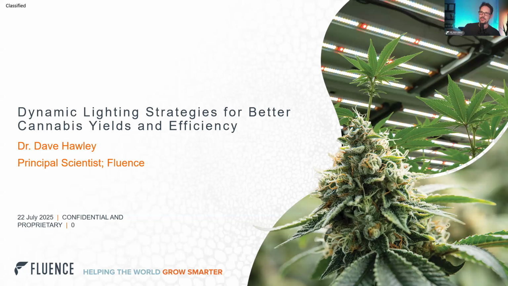Today, indeed, we're going to be talking about dynamic lighting, and to calibrate expectations, dynamic lighting can mean a lot of things. It can mean changing intensity, it can mean changing spectrum or schedule, but in the common vernacular of 2025, when people are talking about dynamic lighting, most of the time they really mean dynamic spectrum. And that's where we're going to focus the talk today.